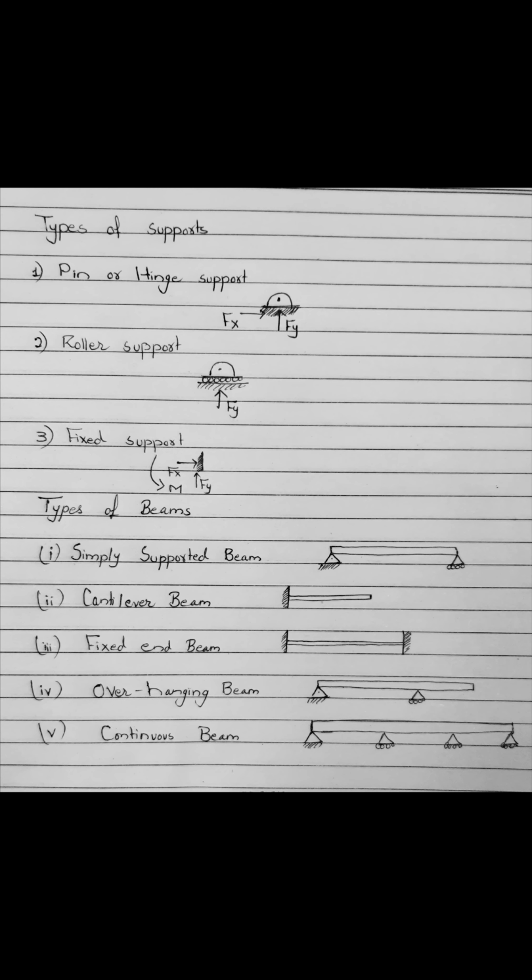The first support is the pin support, the second one is the roller support, and the third one is the fixed support. And five types of beams. The first one is the simply supported beam, supported at both ends and allowing rotation at both ends. The second type of beam is cantilever beam, fixed support at one end and the other end is free.